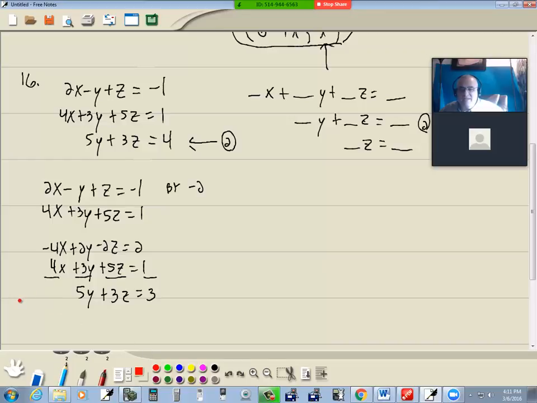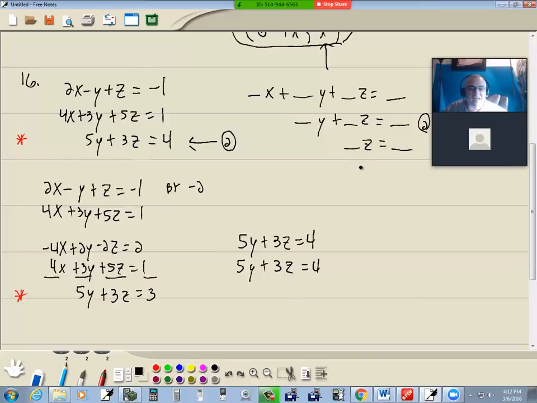So now we have this equation, and we have this one. So I want to pair those together. And then we'd want to work at eliminating the y. And then we'd be left with z is equal to something. And we'd have our third type.